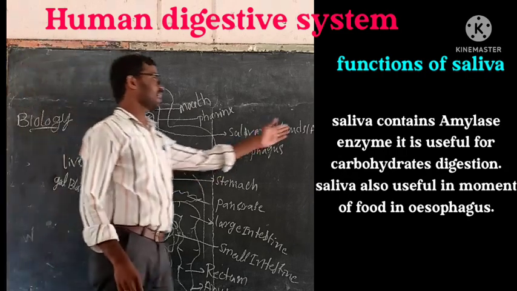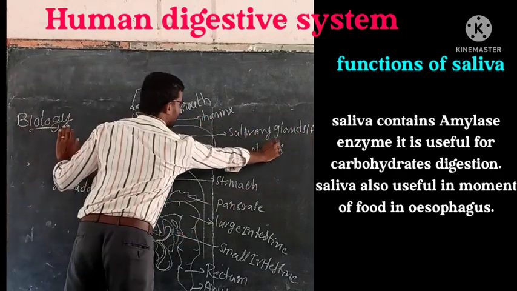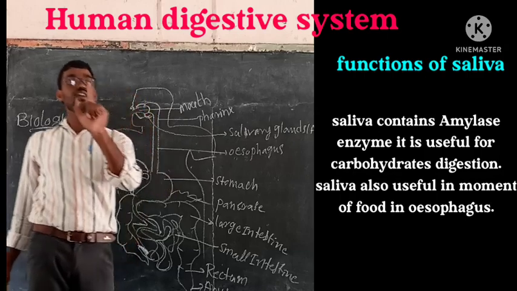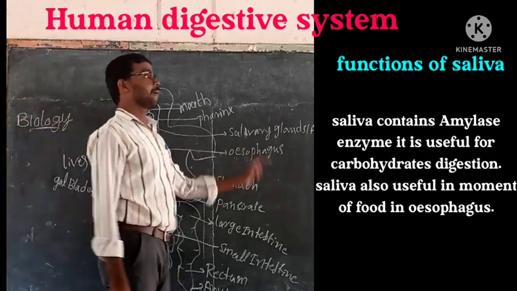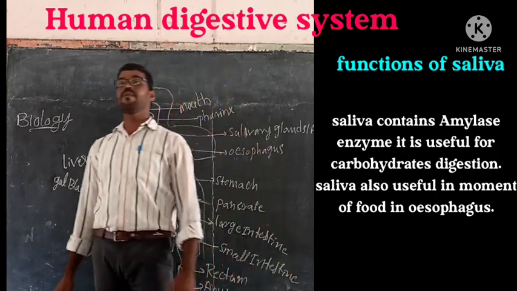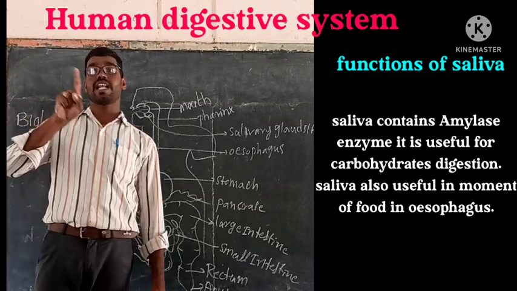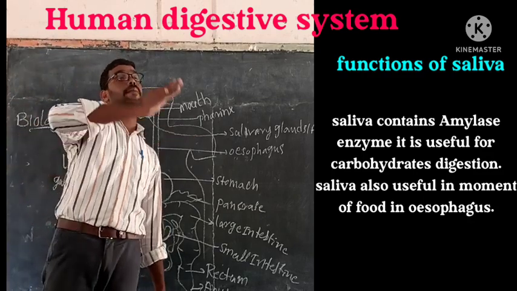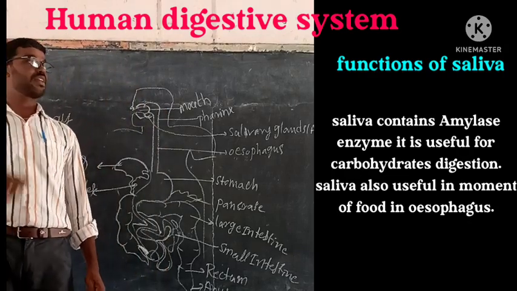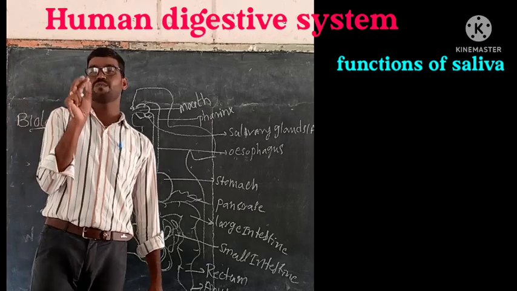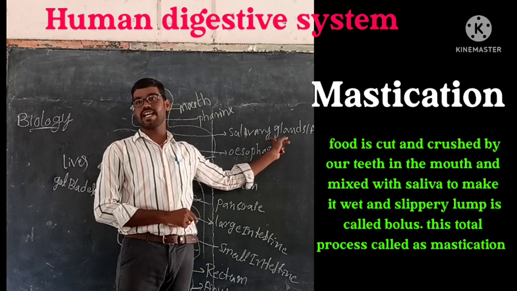There is another type also, but don't worry about that. Amylase's first function is digestion of carbohydrates. The second is moving food down our esophagus with the help of saliva. Saliva helps in the movement of food in our esophagus. It makes a slurry-like, smooth material. Food becomes smooth when combined with saliva.